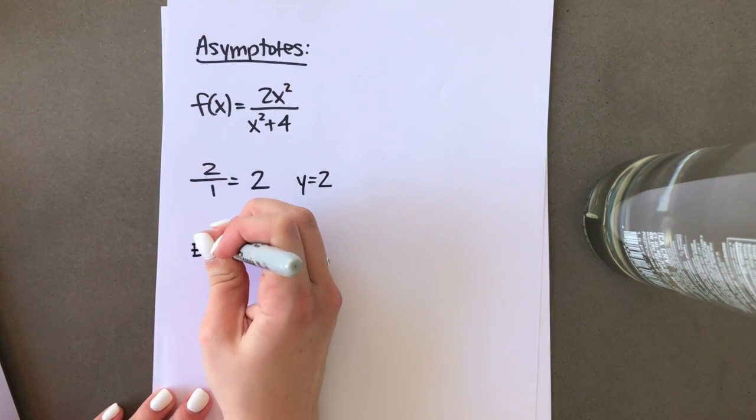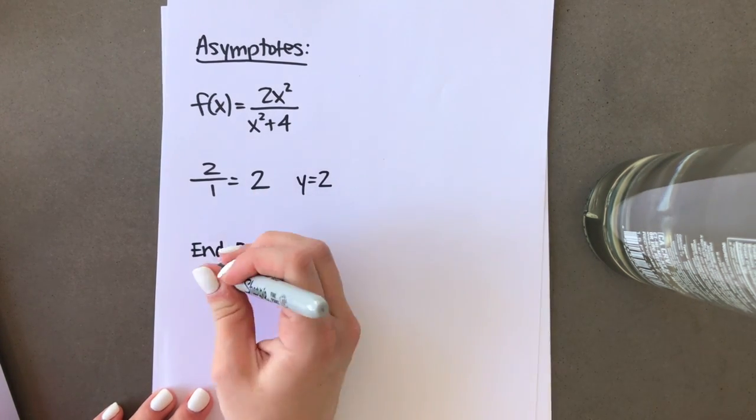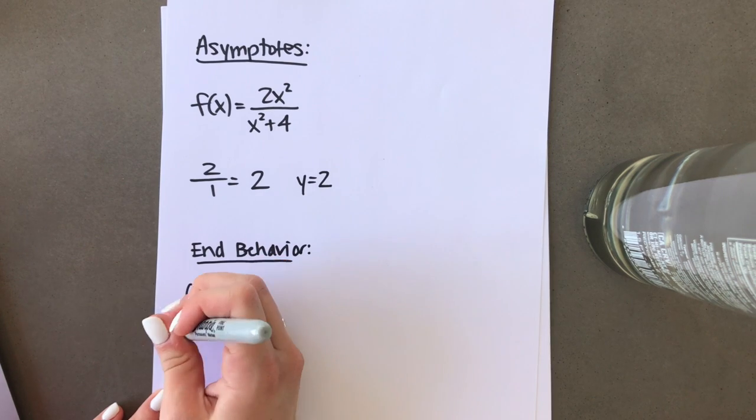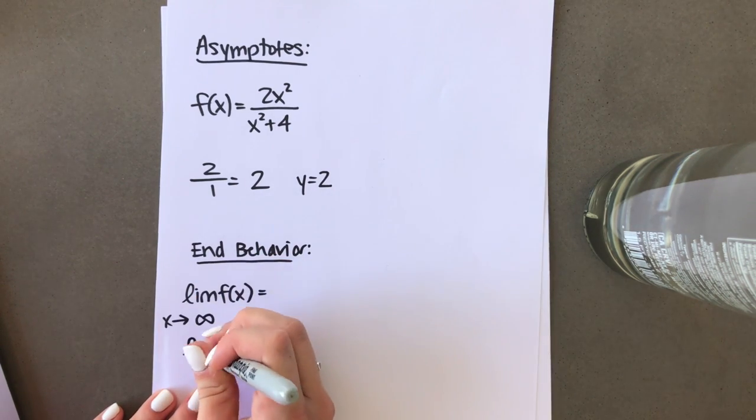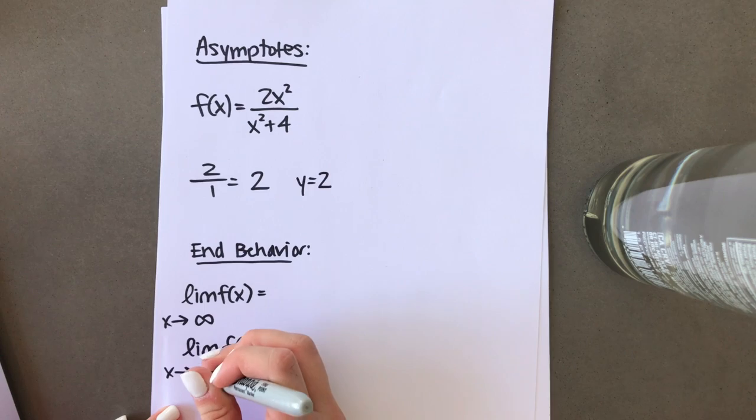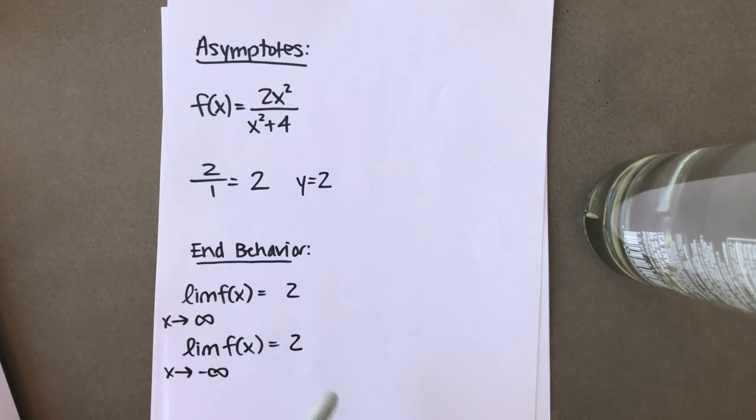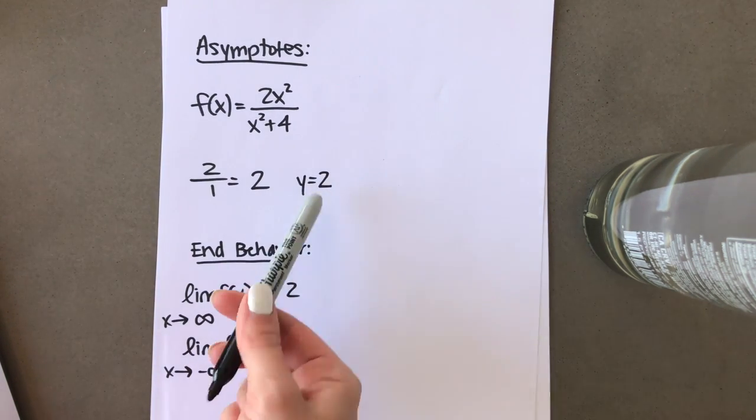Next, I'm going to calculate the end behavior. The limit of f of x as x approaches infinity and the limit of f of x as x approaches negative infinity equal 2, because the horizontal asymptote directly correlates to end behavior.